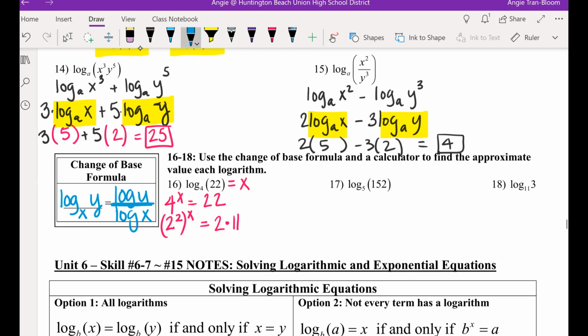Can you guys find me the button that says what? Log. Okay? Log base 4 of 22. I'm going to punch in log of 22 divided by log of 4. Round to 2 decimal places for me. And this one goes to Hannah, whenever you're ready. Go get one.